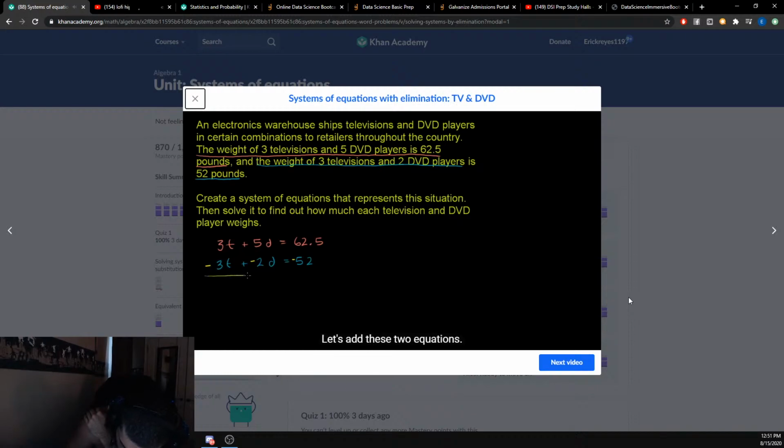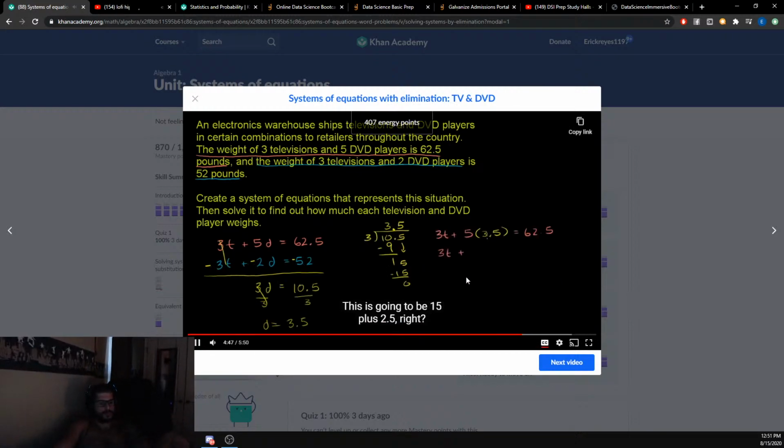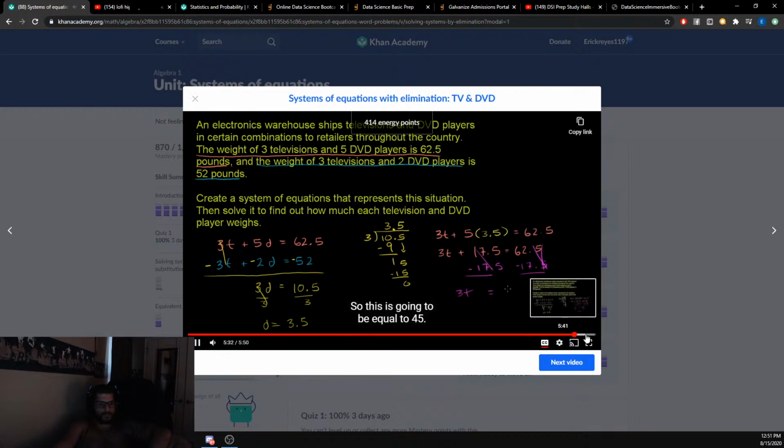Let's add these two equations. And remember, all we're doing is we're adding the same thing to both sides of this top equation. We're adding essentially negative 52 now that we've multiplied everything by a -1. This negative 3t 15 plus 2.5, right? 5 times 0.5 is going to be equal to, let's see, 5. So this has solved our system.